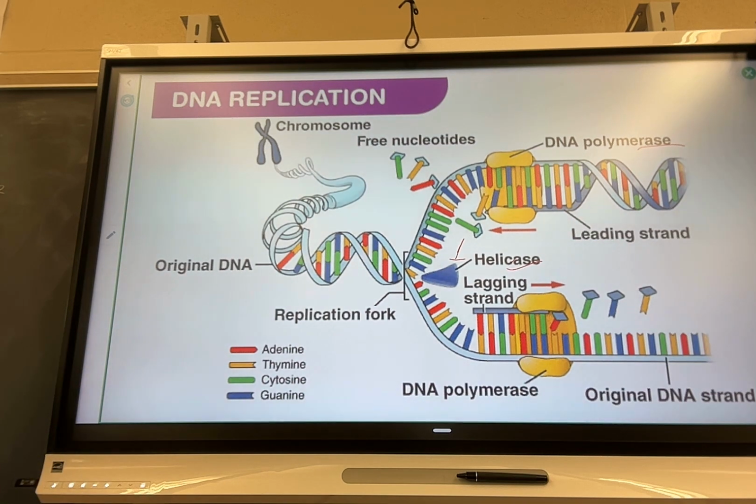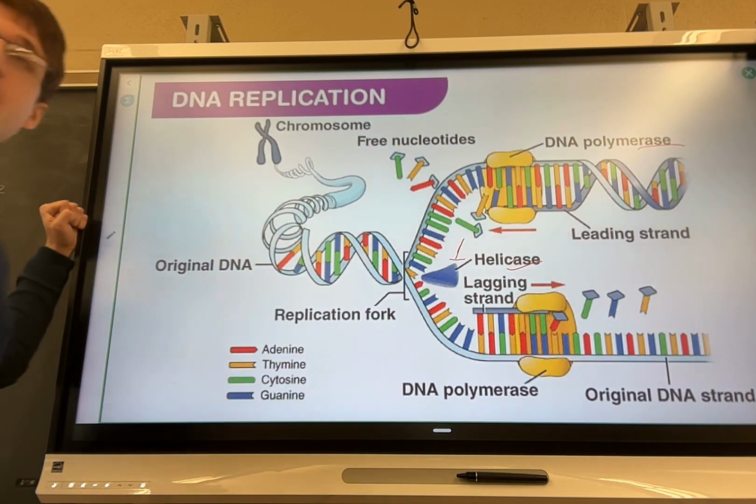What are nucleotides again? It's like the things in the nucleus. Or outside of the nucleus. Not quite. It's the monomer. It's the monomer of a nucleic acid. Our nucleic acid, DNA. Again, all of this stuff we've covered before.